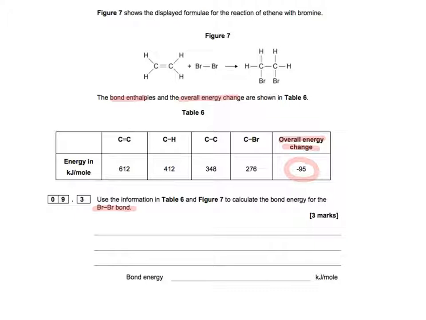So write out what we know. Well, we know that the sum of the bonds broken minus the sum of the bonds formed equals the overall energy change.